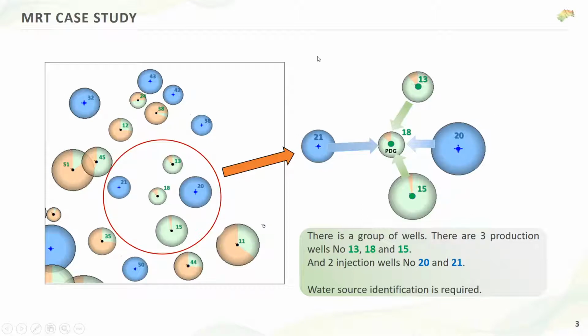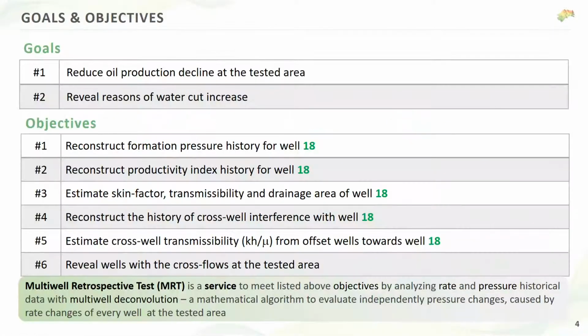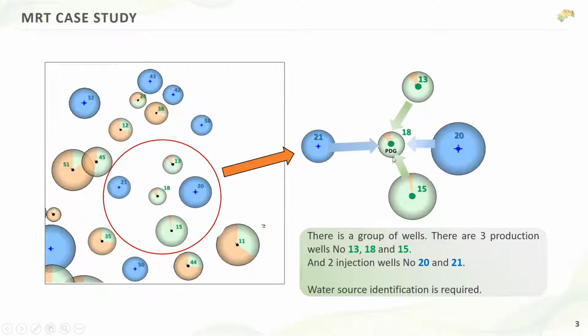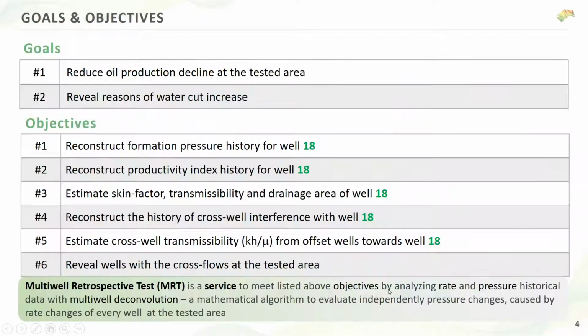So we decided to do this MRT on these 5 wells to see how the wells around well 18 affect it. How do they interfere? The important point is that well 18 had a permanent downhole gauge, because to reveal this interference we need not only production data, but also bottom hole pressure data. And the goal of the test was identification of the water source, the water breakthrough. After we reveal the reason for the water cut increase, we can reduce the oil production decline in that area.